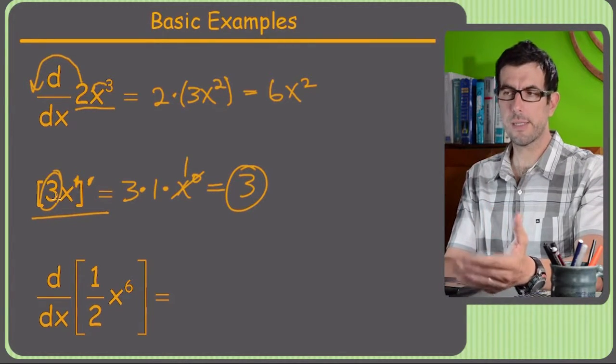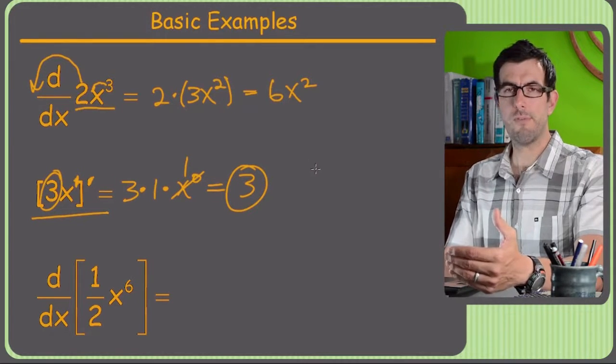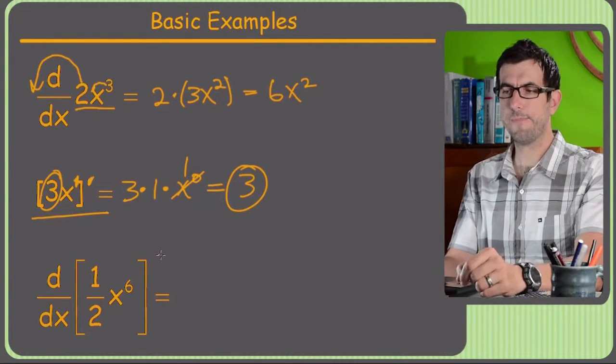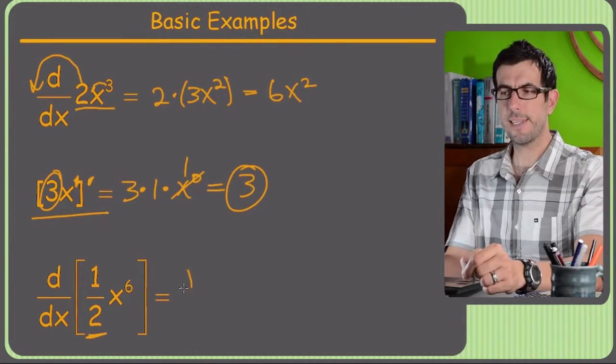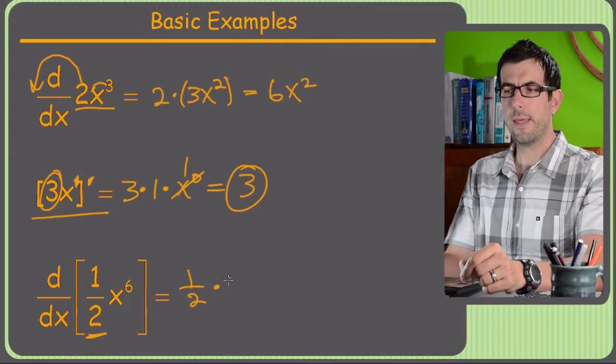So the derivative of 3x is 3. Derivative of 10x would be 10, that kind of thing. All right, last one. Has a fraction in it, but it doesn't matter. You can just leave the old fraction right there and then worry about the derivative.